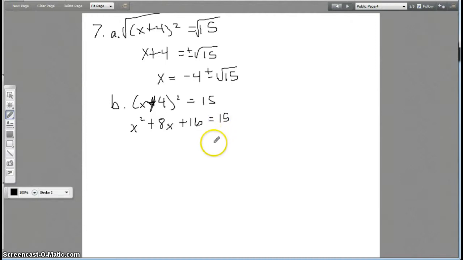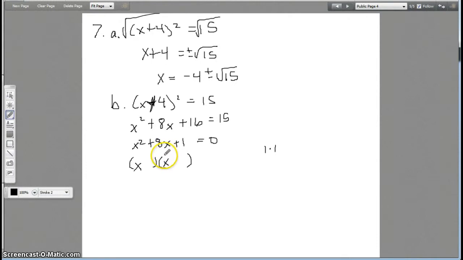Now, to put this in standard form, we have to have the right side equal to 0. So to set the right side equal to 0, we need to subtract 15 from both sides. So we get x squared plus 8x plus 1 equals 0. Now we need to try to factor this. Okay, we know we're going to start off with an x times an x. And then we need to look at what are the factors of 1. Well, the factors of 1 are 1 and 1. That's the only thing we can multiply to get 1. Well, can we add our factors here, 1 and 1, to get 8? No, we can't. This is not factorable.